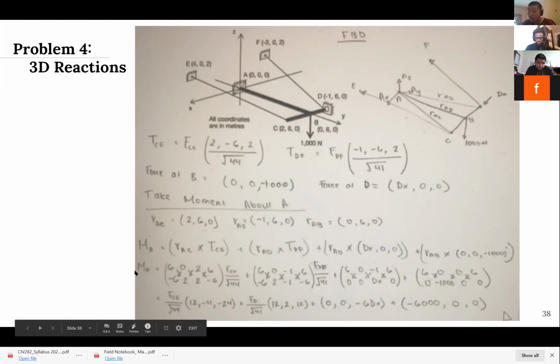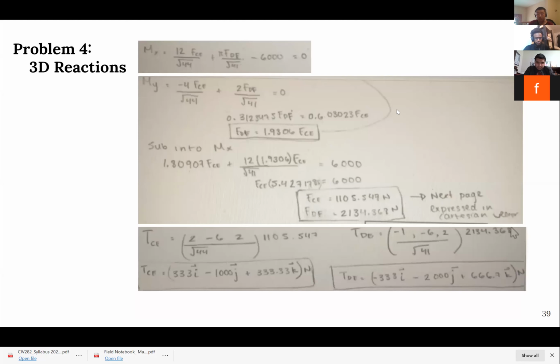Then what you're going to want to do is moment in the X direction, moment in the Y direction. And how do you do that? Well, you collect all the like terms from this one statement. So say we want to do moment in the X direction. From that last statement, you're going to take 12 times force of CE over square root 44 plus 12 times FD over square root 41 plus 0 plus negative 6,000. And you do the same thing, you collect the I values and then the J values and then the K values. Upon doing so, you get 2 equations: the moment X equation and the moment Y equation.